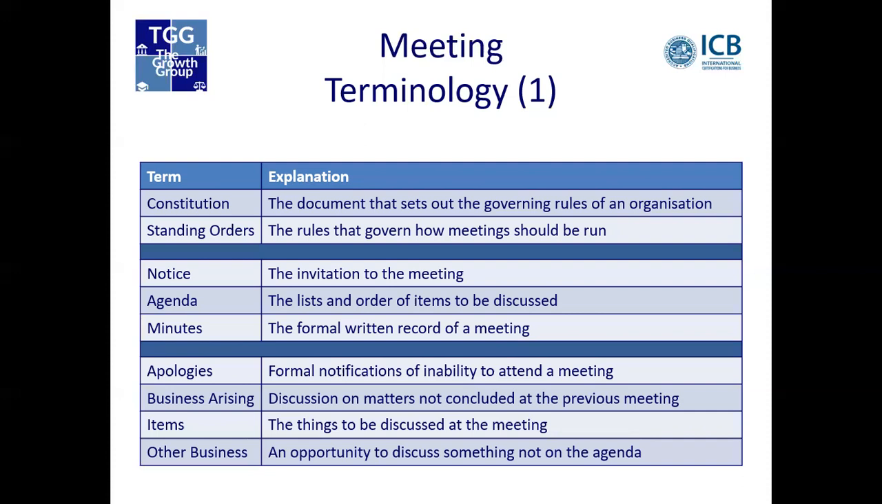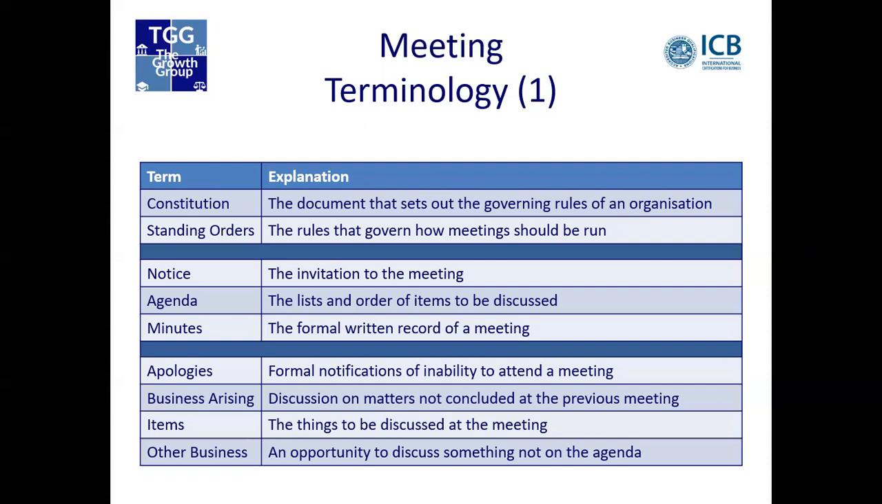Business arising. These are the matters that were discussed at the previous meeting, but that were not concluded or not finished. And so they might have to be discussed again. If it is a lengthy issue, that certain point of business in business arising could be on the agenda for a very long time. Items, these are the things to be discussed at the meeting.